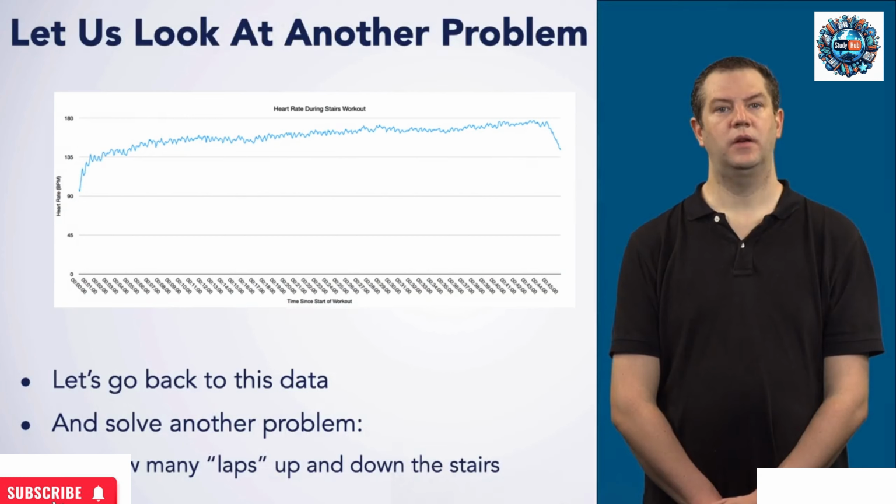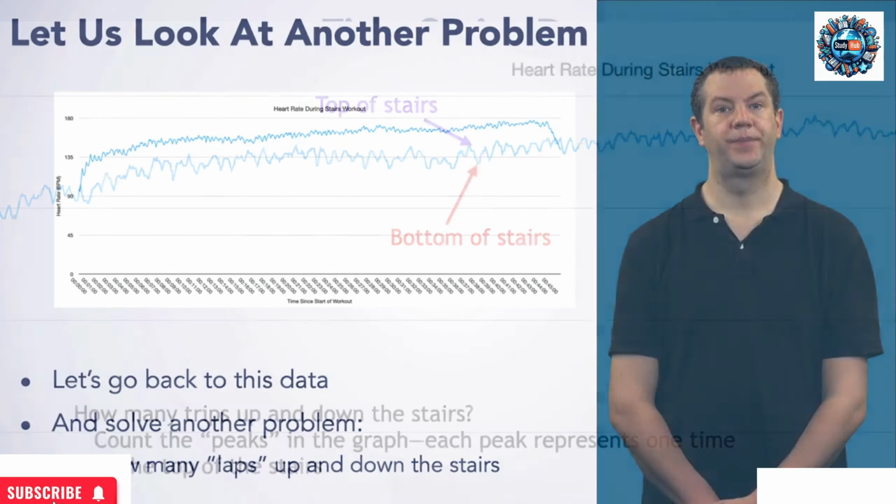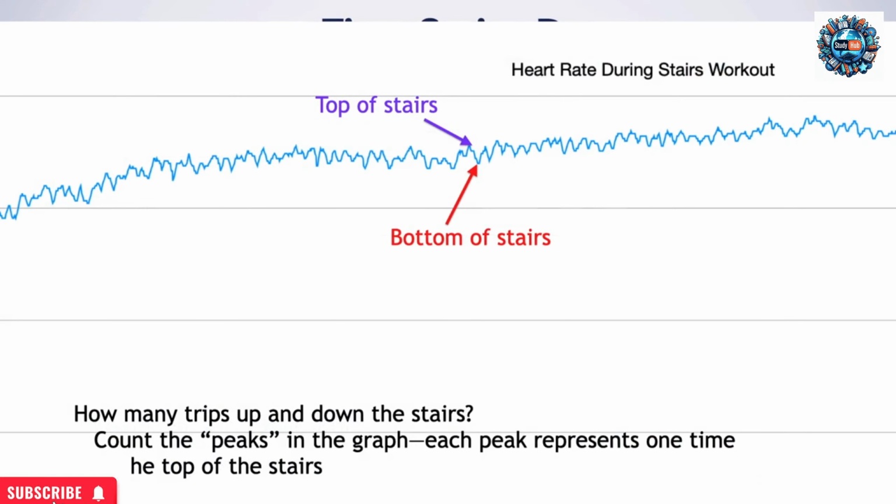Now let's go back and look at our heart rate data again and solve our next problem, which is how many laps up and down the stairs did we do here? If you look at this data, you'll see it's very jagged. There are a lot of fluctuations up and down. This jaggedness comes from going up and down the stairs.